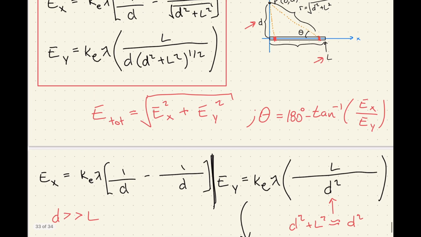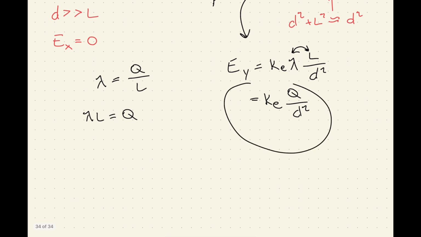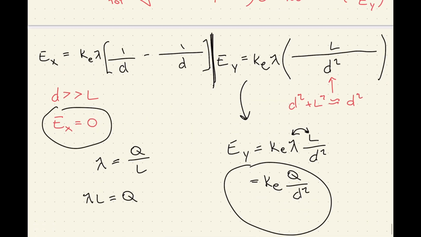And if you remember, this D is actually the distance here. So if we go really high up, this is what D is much greater than L means. If this distance D is much larger than L, all the way, like you go all the way to the cosmos and you look down, this rod has an electric field in the y direction of this. In the x direction, it doesn't have an electric field component.